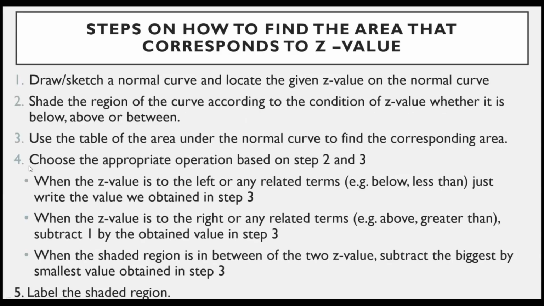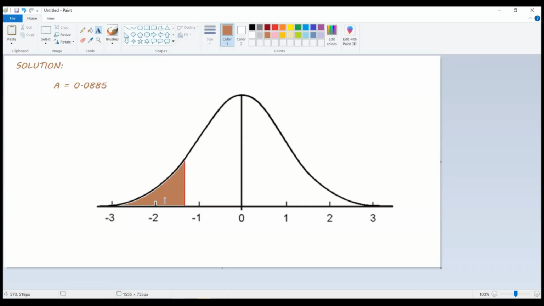Now, remember that we need to find the total area below negative 1.35. So the first rule for step 4 is applicable. When the z value is to the left or any related terms, for example below or less than, just keep the area. Hence, our area is already 0.0885. That will be our answer. That would be the area that corresponds to the region below z is equal to negative 1.35.